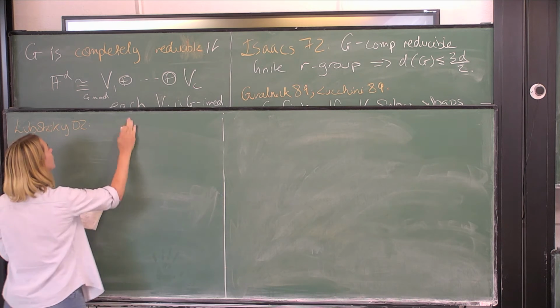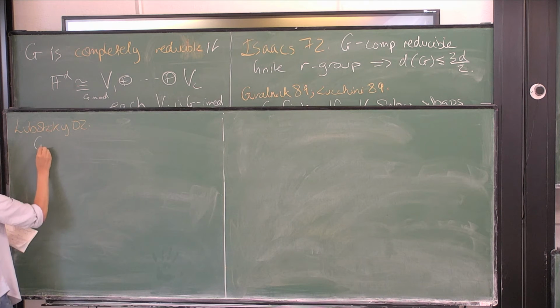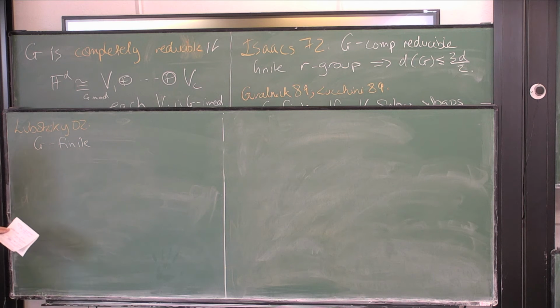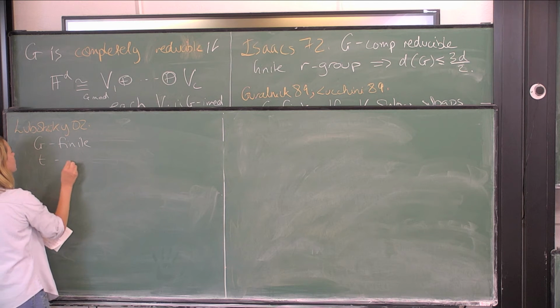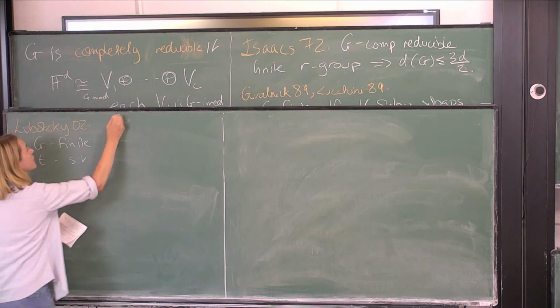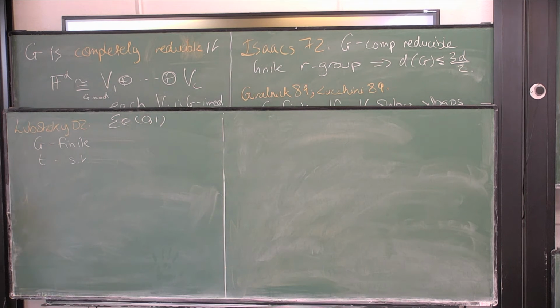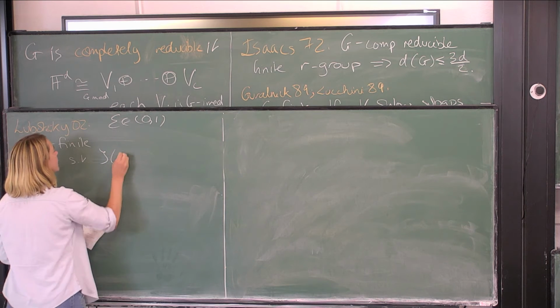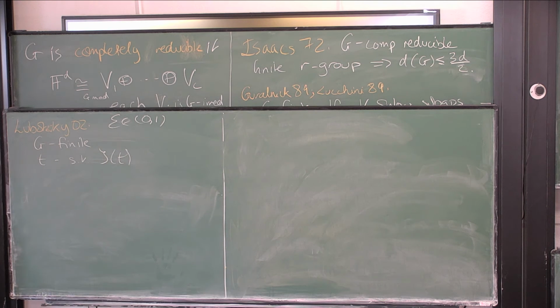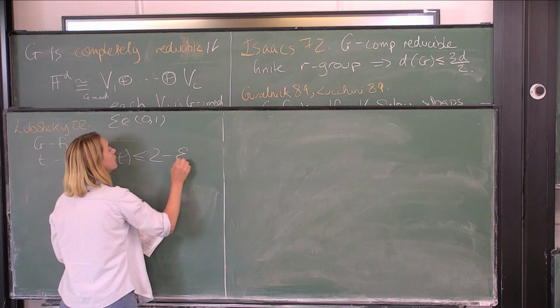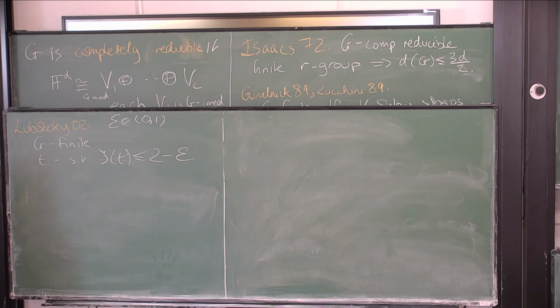He proved, okay, what ingredients do I want? I want G to be finite. I want epsilon to be in (0, 1), because that's going to be my failure probability. I want T to be such that when I stick it into Euler's zeta function, because we're talking real numbers here, I get something at most 2 minus epsilon.